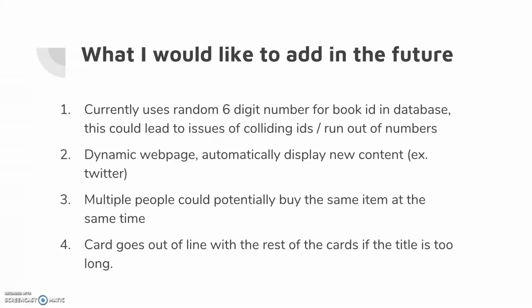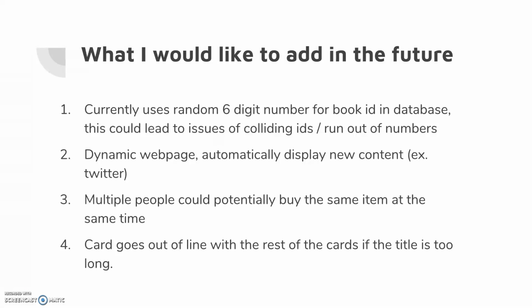Another issue is I could run out of numbers. 6 digits may not be that much, depending on how much data gets used. I could run into issues really quickly if there's large scales of data where 6 digits of random numbers could quickly be used up. I want to create more of a dynamic website where it automatically displays new content.